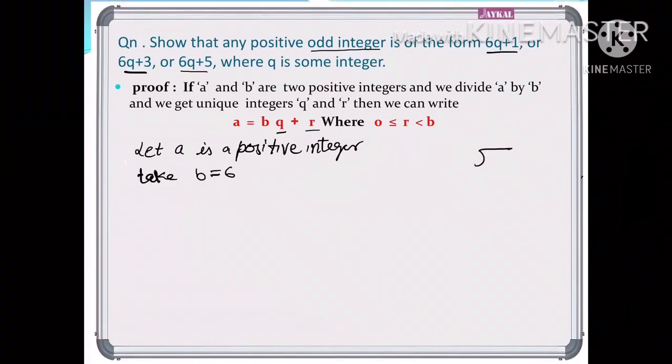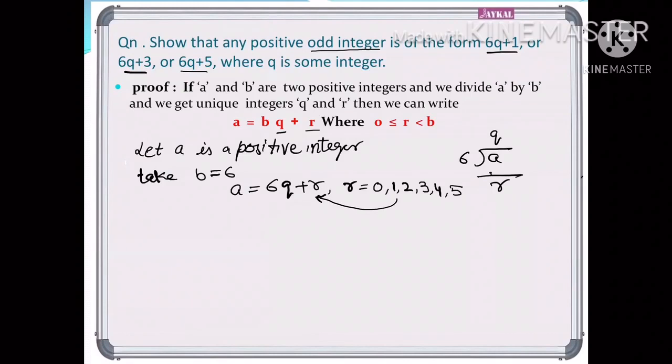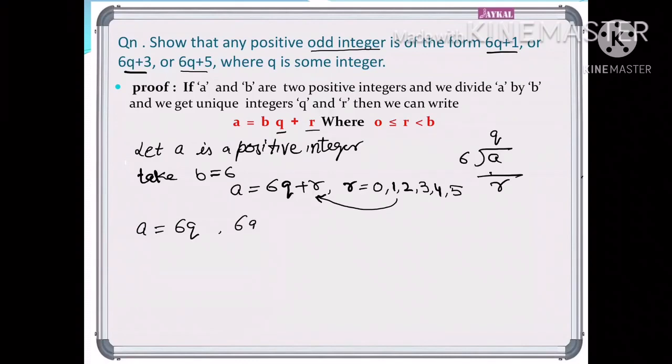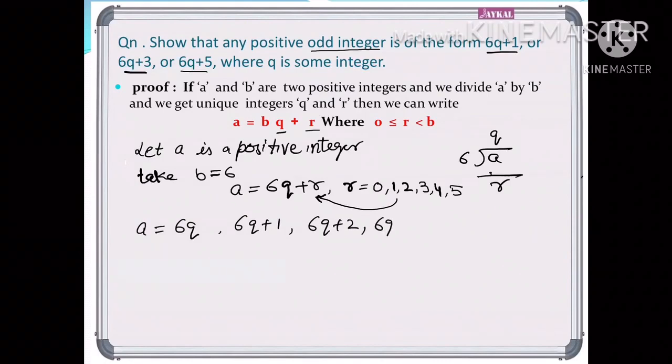That is, when we divide a by 6, then if we get q as quotient and r as remainder, we may write a is equal to 6q plus r. What can be the value of r? Remainder can be 0, 1, 2, 3, 4 or 5. Putting the values of r here, a can be of the form 6q plus 0, which means 6q, 6q plus 1, 6q plus 2, 6q plus 3, 6q plus 4 or 6q plus 5.